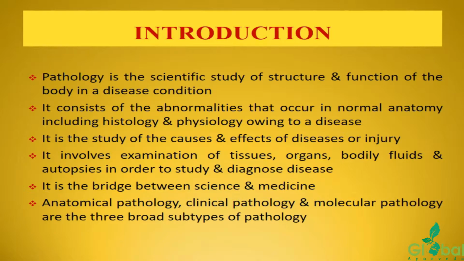It consists of the abnormalities that occur in normal anatomy including histology and physiology owing to a disease. So in a broad aspect, with respect to histology, with respect to the abnormalities present in the cells, tissues, organ system and some kind of abnormal functioning happening to the normal physiological functions of body, that also we should consider under pathology. So here everything will be in abnormal state, it will not be in normal state. Anatomy also we should include under the abnormal state, that is diseased state of body, that is pathology.